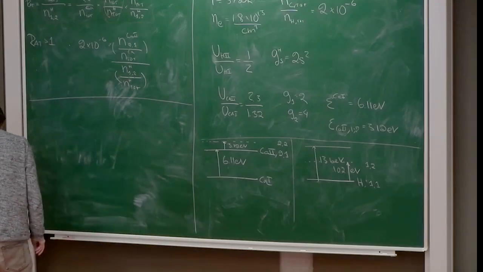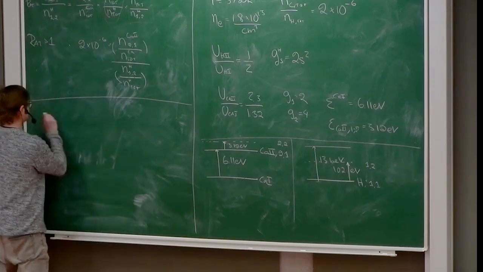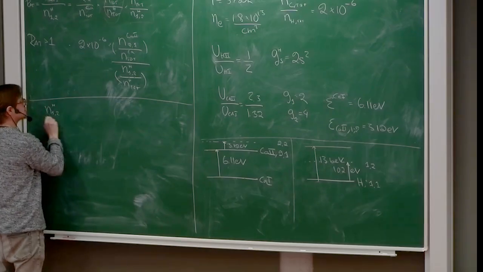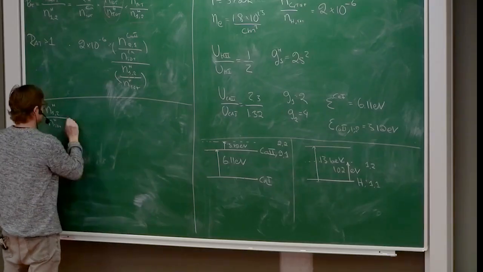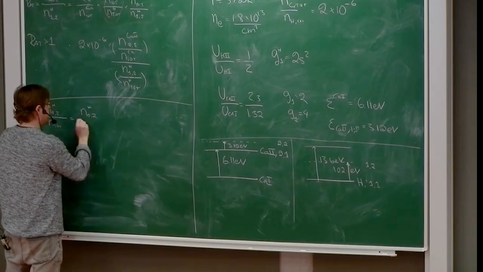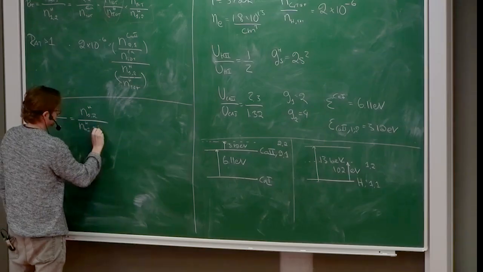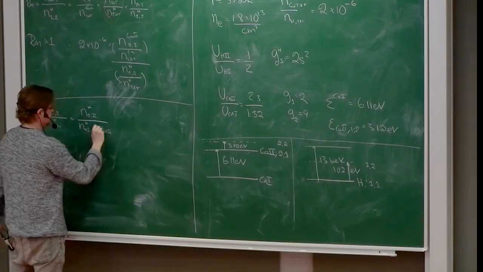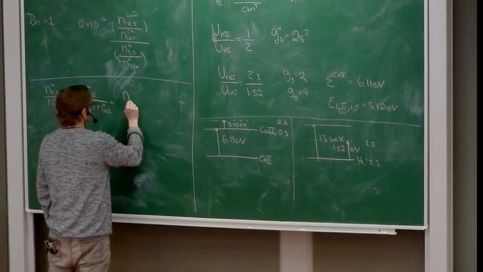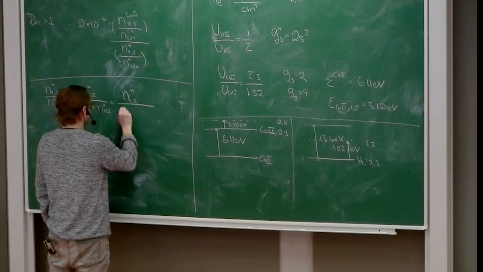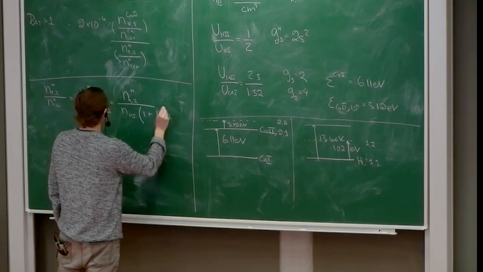So let's start with hydrogen. N_{1,2} of H divided by N total of H. That's N_{1,2} of H divided by N_{H1} plus N_{H2}, so neutral plus ionized of H, of course, which you can then write as N_{1,2} of H divided by N_{H1}, times 1 plus N_{H2} divided by N_{H1}.